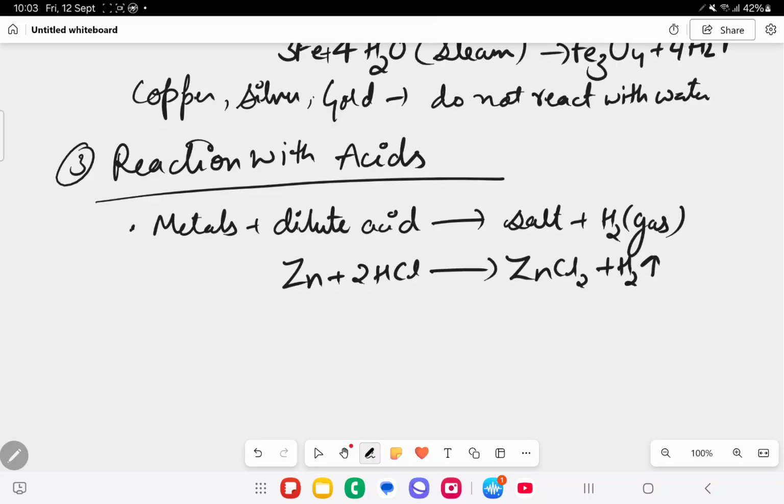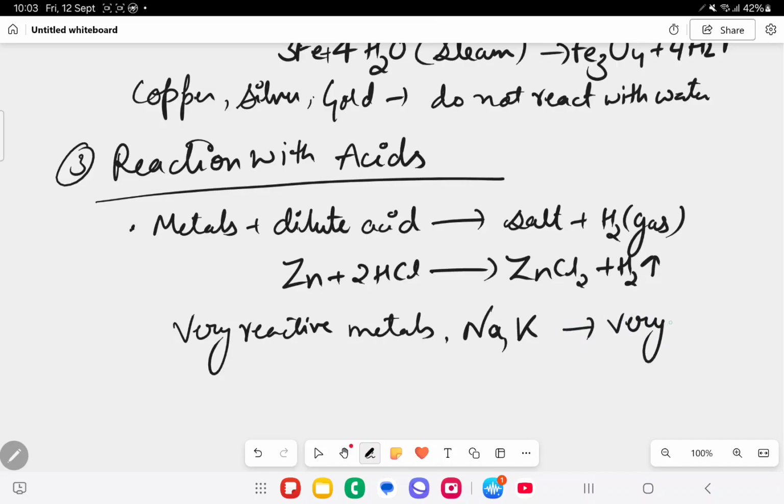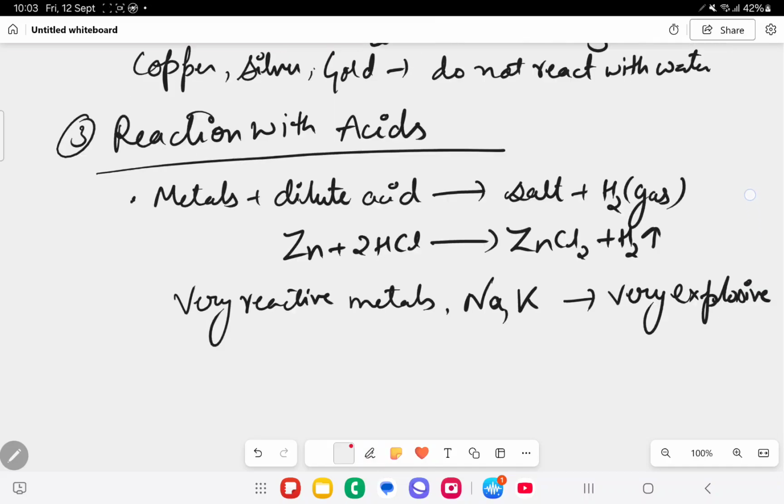Metals above hydrogen in the reactivity series react with acids. Very reactive metals like sodium and potassium are not used with acids because they are very explosive. So they are not taken with acids.